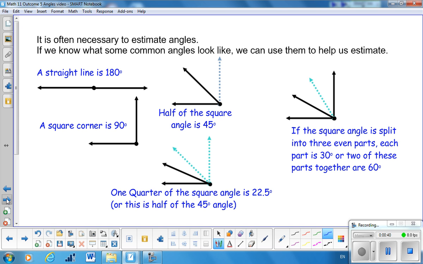A straight line is 180 degrees. A square corner is 90 degrees. Half of the square corner is 45 degrees. Half of that, 1/4 of the square, is 22.5 degrees. This is half of the 45. If the square angle is split into 3 equal parts, each part is 30 degrees, or 2 together can be 60 degrees.